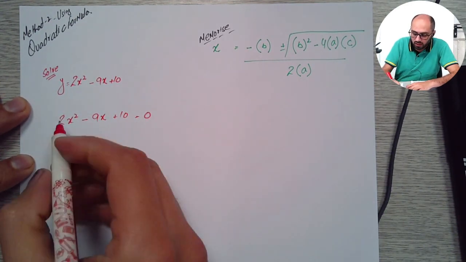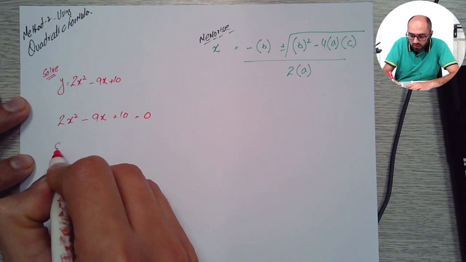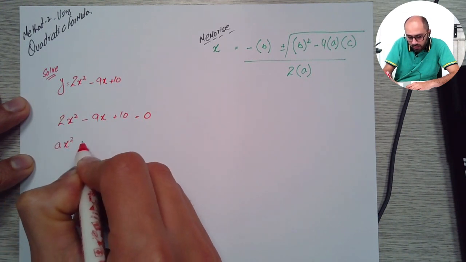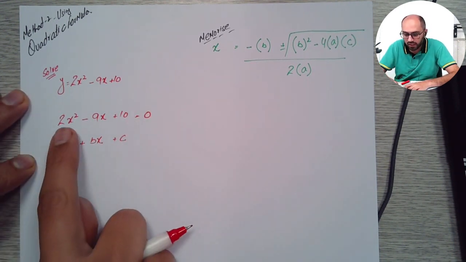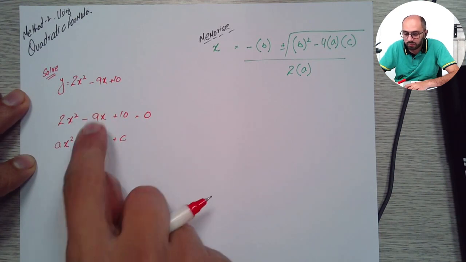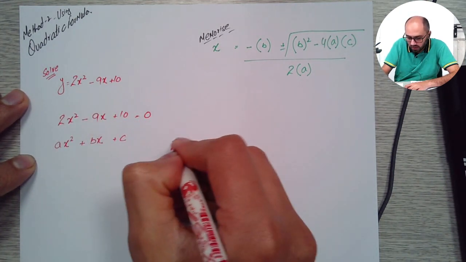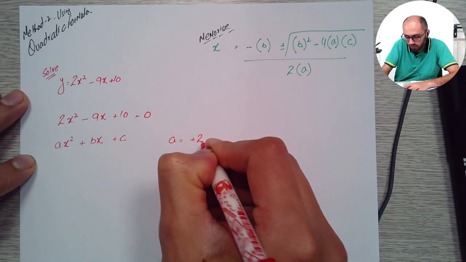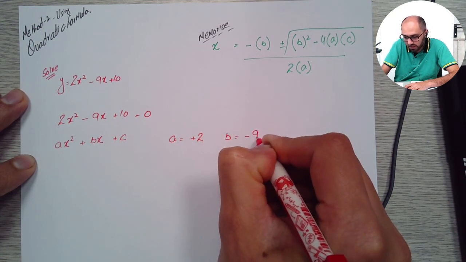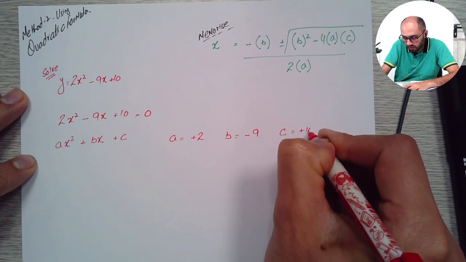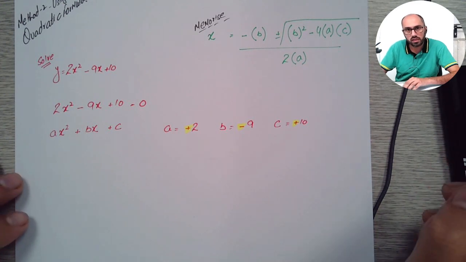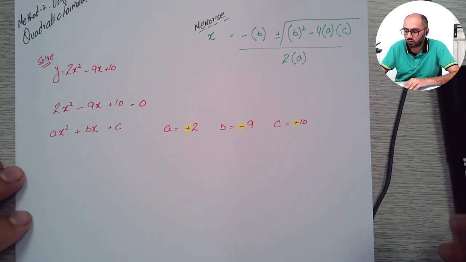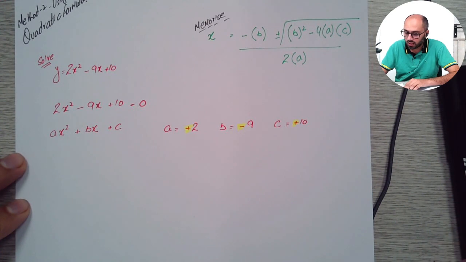Step 2 will be, I will rewrite my quadratic formula, which is the generalized version, ax squared plus bx plus c. I'm now going to work out the values of a, b and c by doing a comparison between the two. It turns out that a has a value of plus 2, b has a value of minus 9, c has a value of plus 10. I have used signs with these. I do recommend that you do this as well because this will avoid making mistakes when you are solving these types of questions using the quadratic formula.